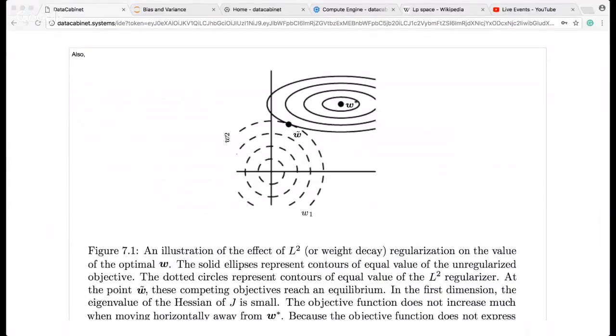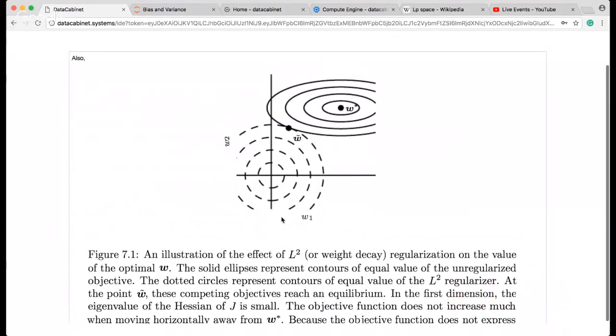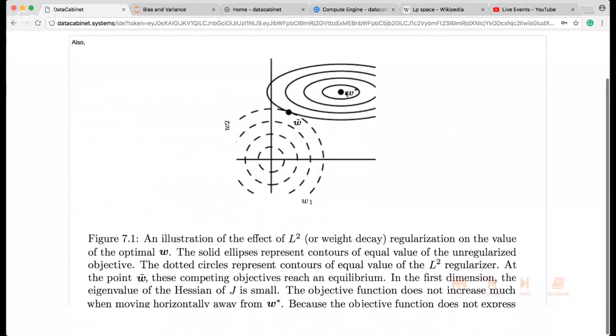Let me see if there are any questions. Okay, so another way to think of it is in this way, where you have contours for the cost function as well as contours for the regularization function. This is the contours for the regularization, and this is the contours for the cost function.